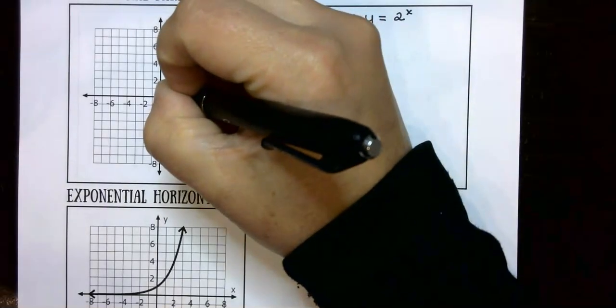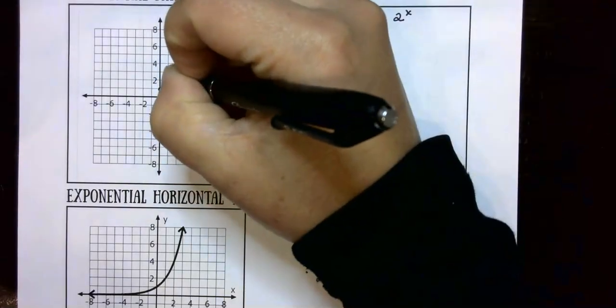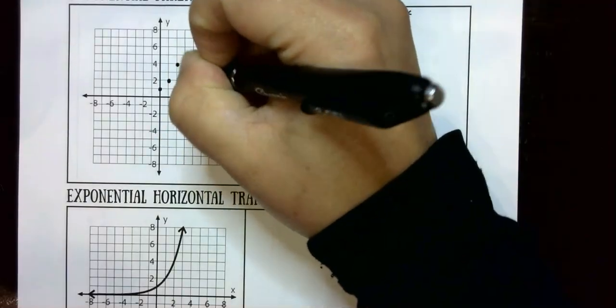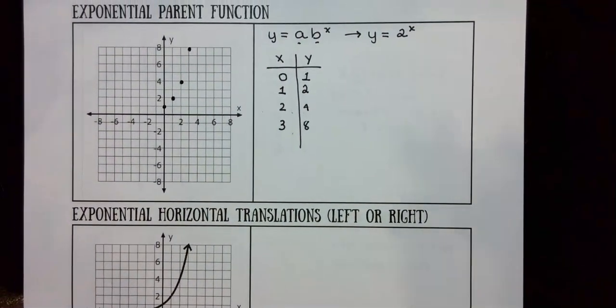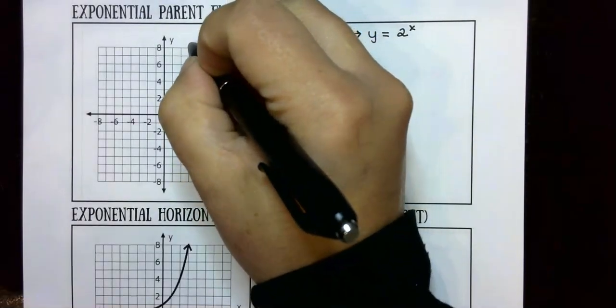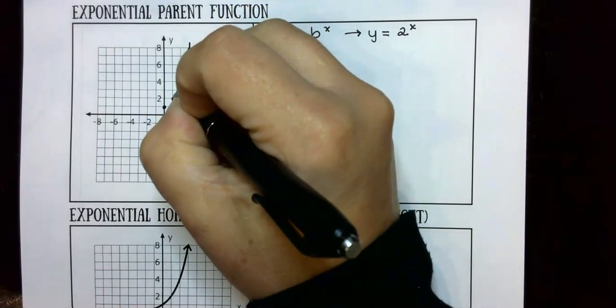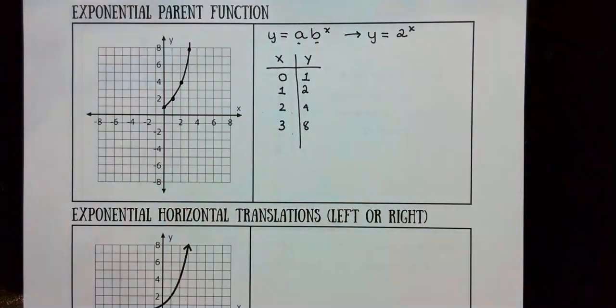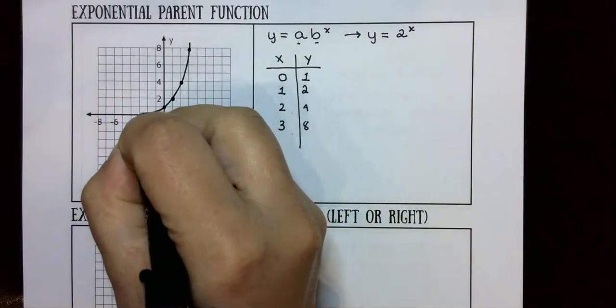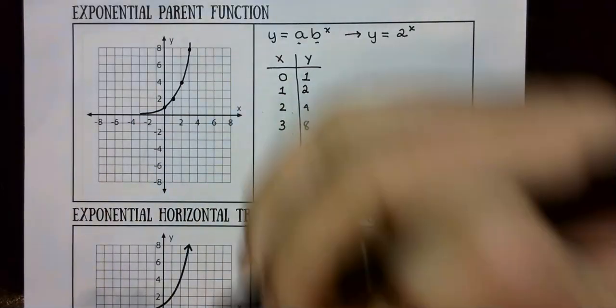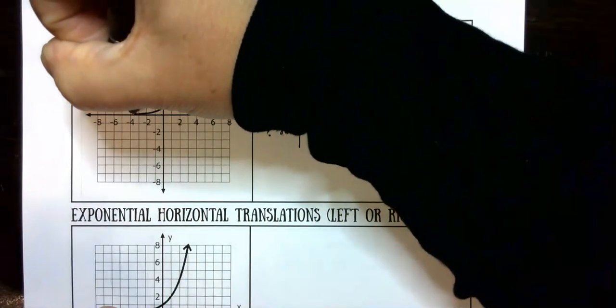So 0, 1, 1 and 2, 2 and 4, and then 3 and 8. So if you're not familiar with an exponential function, you're going to realize that it has this curve, and it curves in either a positive or negative direction. Now when we go to the other side of the y-axis, I'm going to ask you to get really close and then just kind of ride along the x-axis.